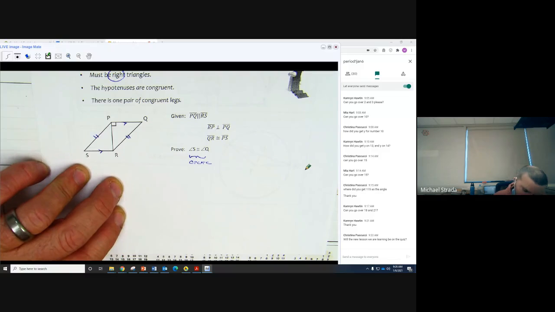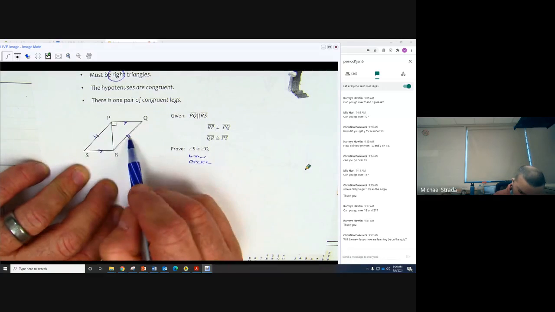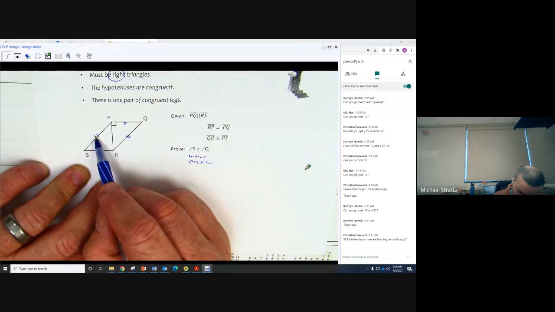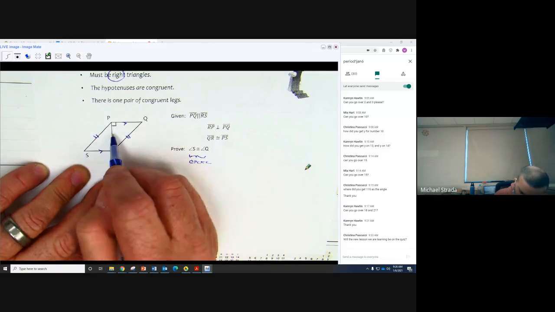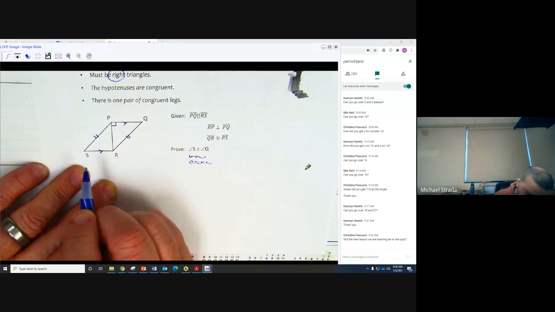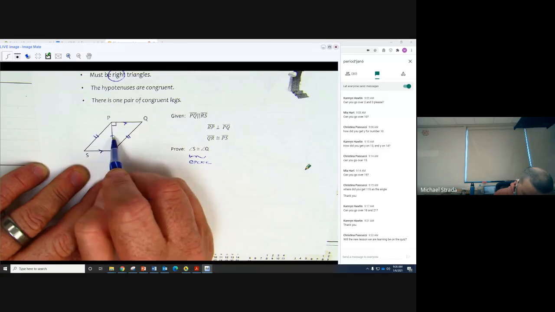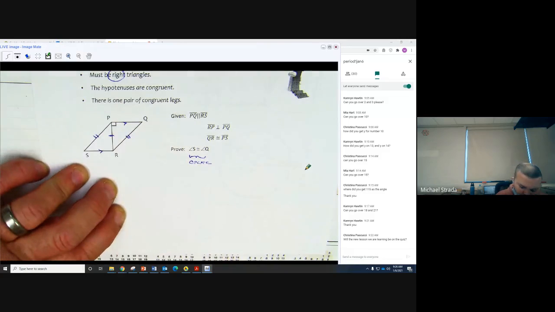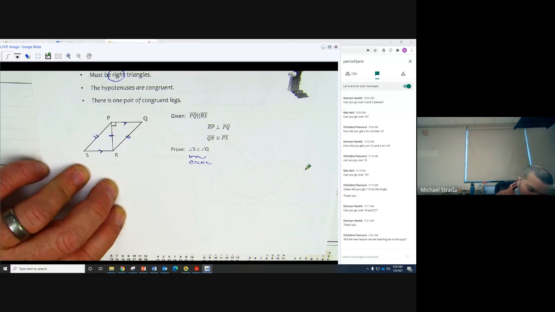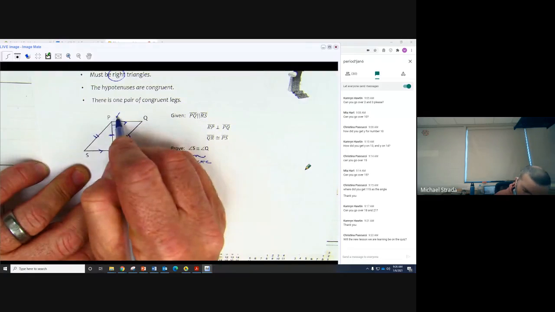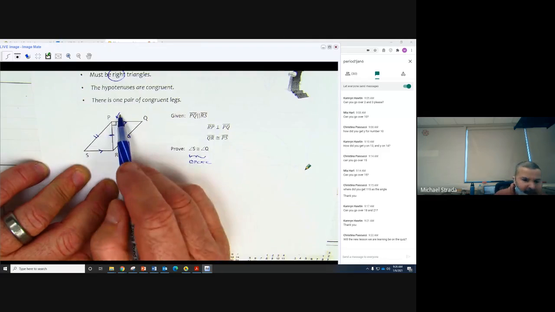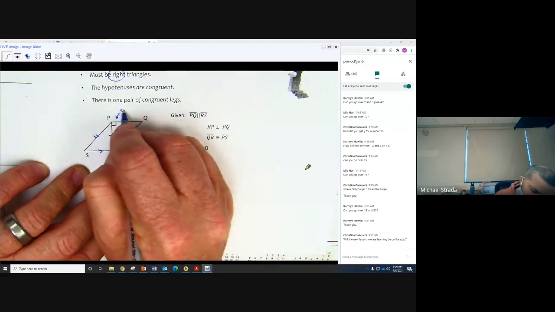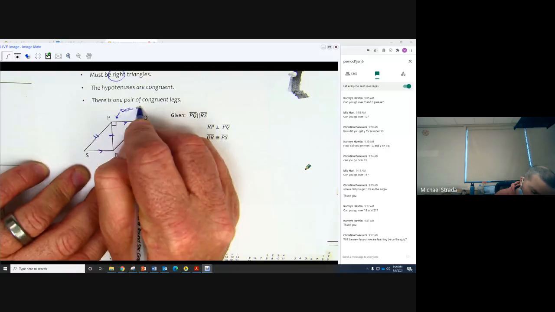So now I have to say, all right, these are the hypotenuses. I need a leg. Well, basically, the leg, all right, is the shared side. So I got my hypotenuse and my leg. Now I need my right angle. They're giving me this right angle, which comes from RP is perpendicular to PQ. That's going to be a right angle based upon the definition of perpendicular lines.